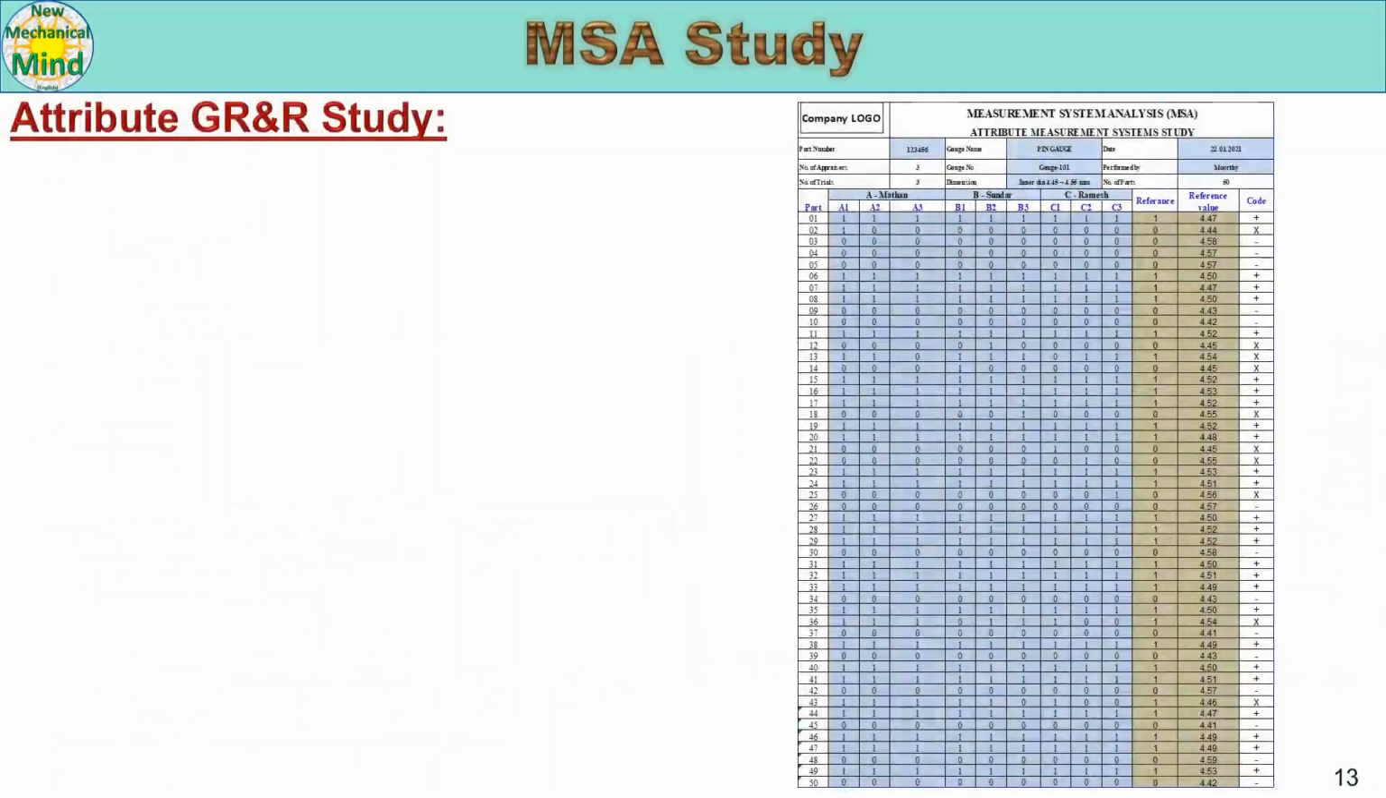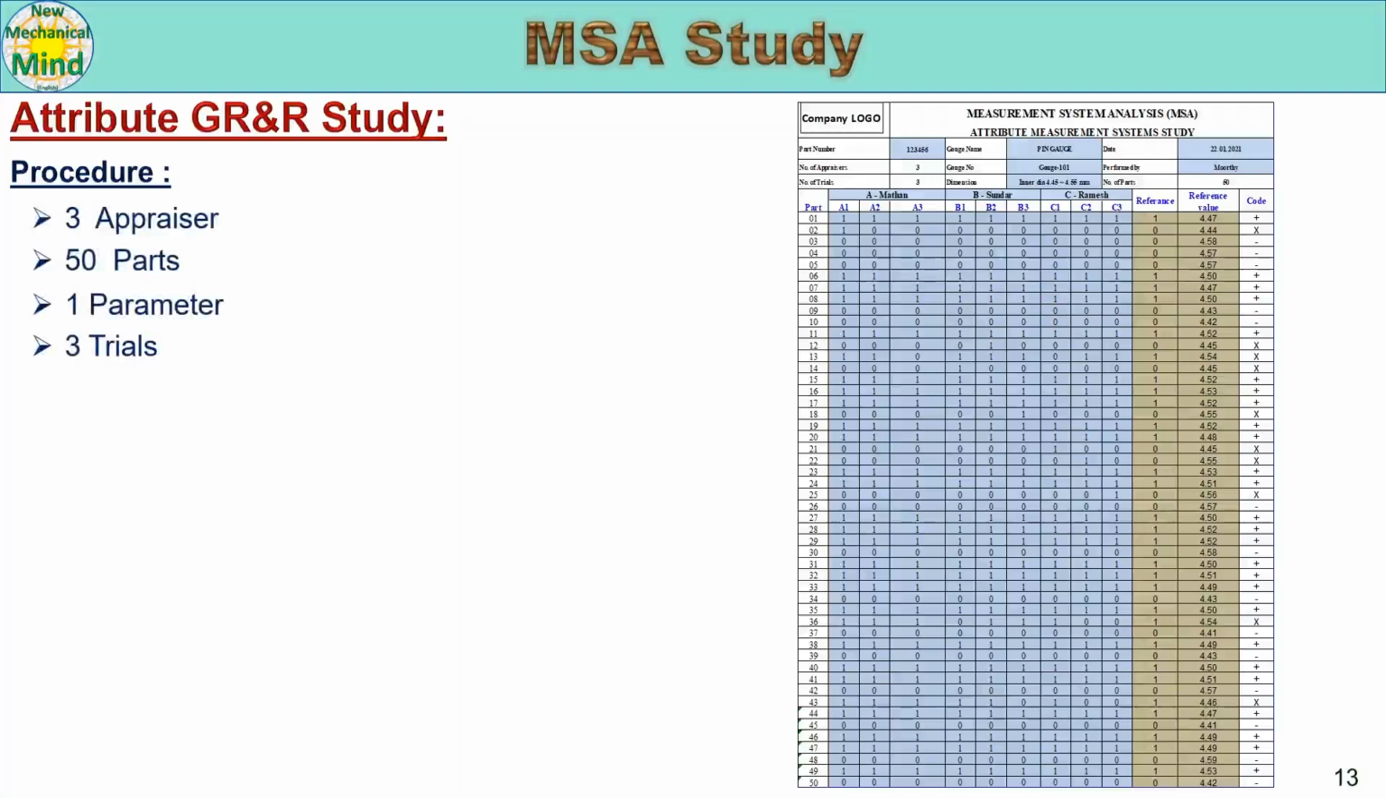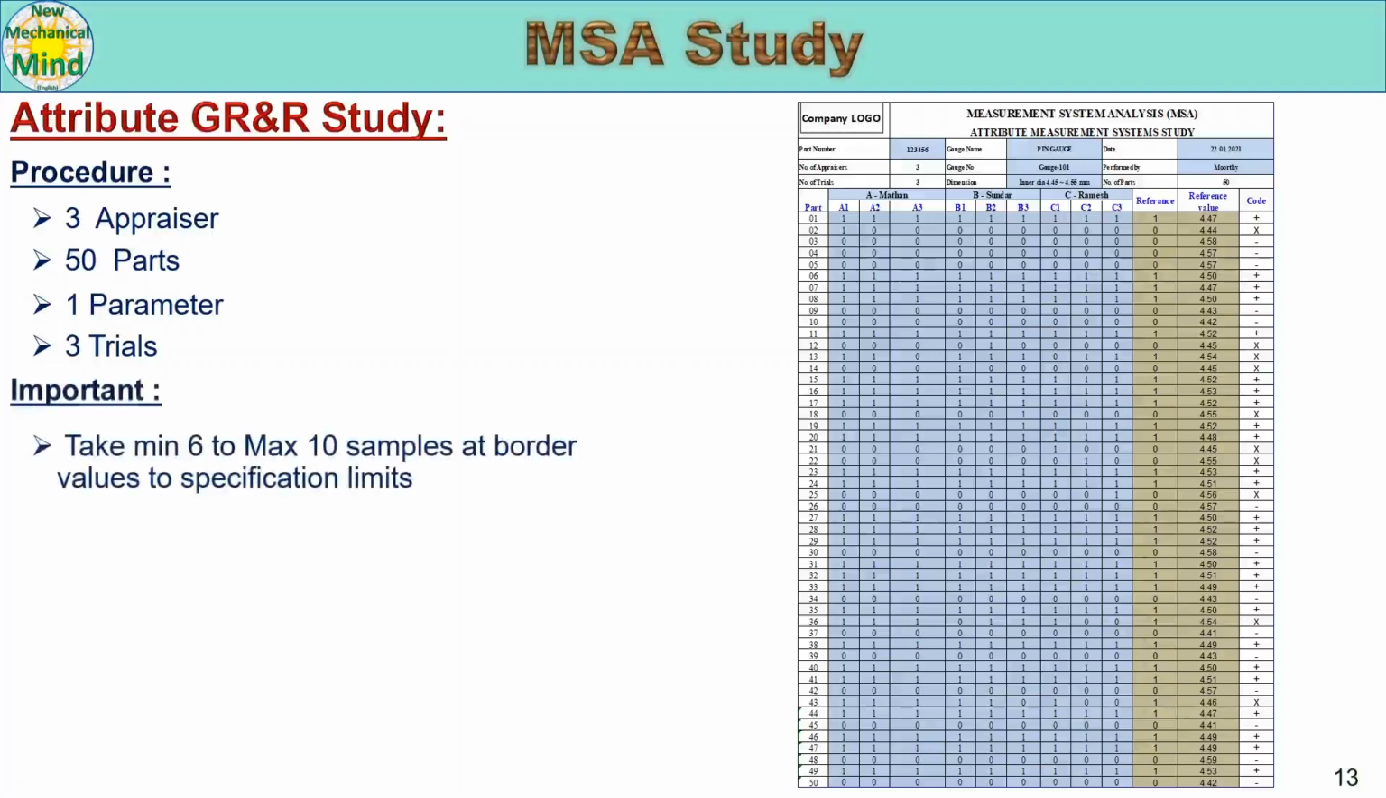Next, attribute GR&R study. The procedure for attribute GR&R study is 3 appraisers, 50 parts, 1 parameter, 3 trials to be conducted. So overall 450 observations will come. In attribute GR&R study, the important thing is to take a minimum of 6 to a maximum of 10 samples at border values of the specification limits. That means we have to take a minimum of 6 or a maximum of 10 samples at the border value, very close to the minimum specification and maximum specification. Then only can we judge the inspector's capability and skill through this attribute GR&R study.